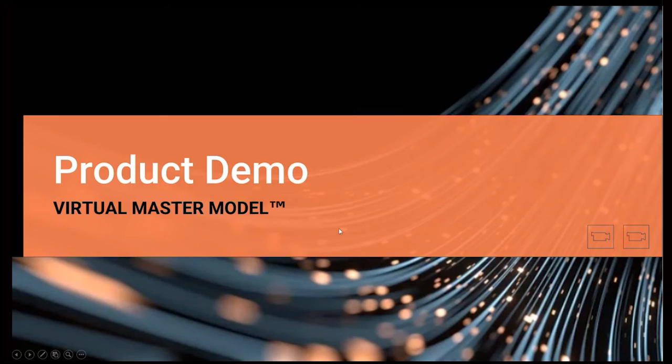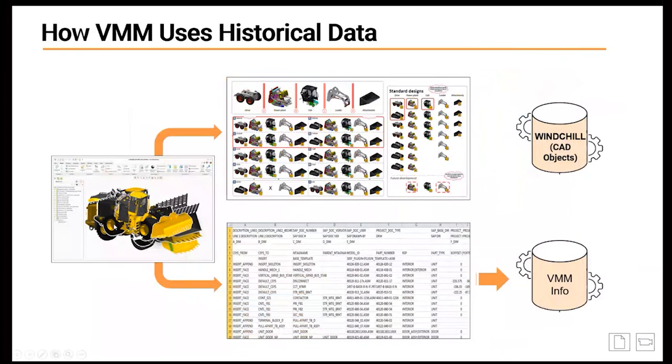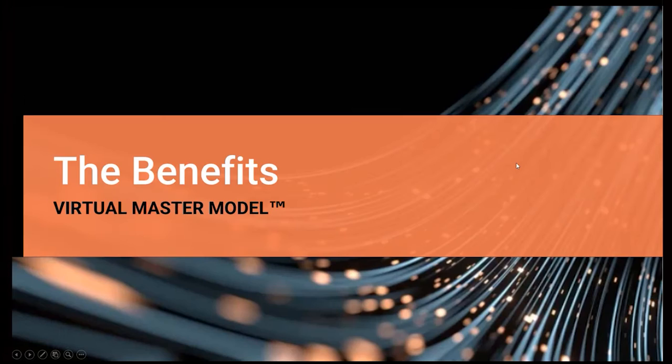So this, in a nutshell, is what the virtual master model is. It's introducing you to the concept that you don't have to maintain very large assemblies. The overloaded assemblies like this are not necessary. Once we have what we need, we can extract all the information that we need, and now it's metadata. From there on, we build on the fly as needed. And that concludes my presentation.